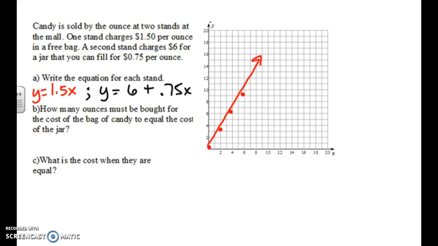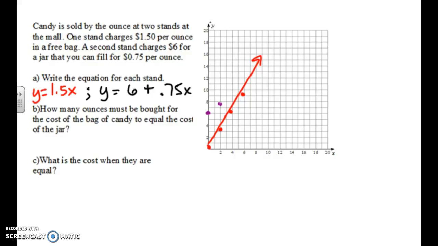On the other one, however, I'm going to pay $6. In theory, even if I bought nothing, I'd pay $6 if I want the jar. And then from there, it's going to go up 75 cents per ounce. So, $6.75 for 1 ounce, $7.50 for 2. So let's try to drop a point there. So $7.50 for 2. And then it would take me up 75 cents every time.